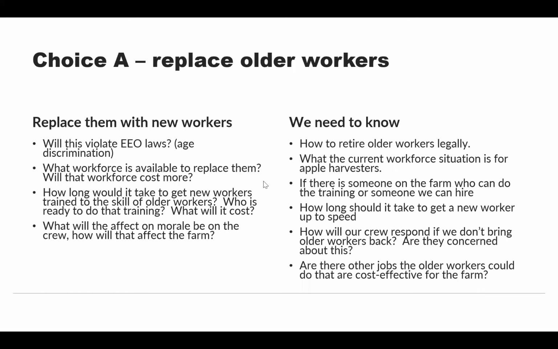This is a farm that's had the same crew for a long time. They've been very reliable. They haven't really had to get new workers in a long time, and that's part of the reason they have such an old workforce. So they don't want to get rid of folks if it turns out there is nobody available. If they get new workers, since it's been such a long time since they've had new harvest workers, how long will it take to get new workers trained and have their skills good? And who's ready to do that training?